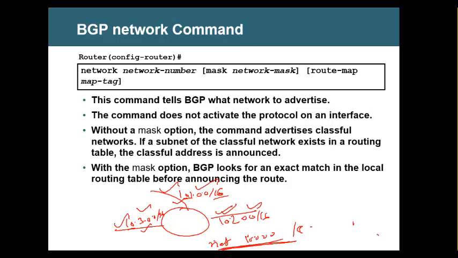Do we have /8 in the routing table? No. For 10 network, we have only /16. So your configuration is accepted, but no action taken. Your configuration will be accepted, no errors thrown, no error message, but no action taken. BGP won't be advertising any of this network.